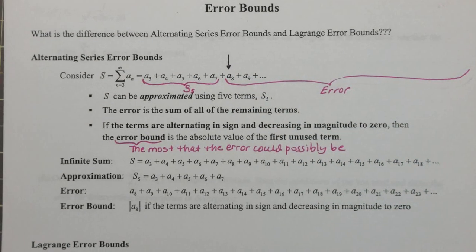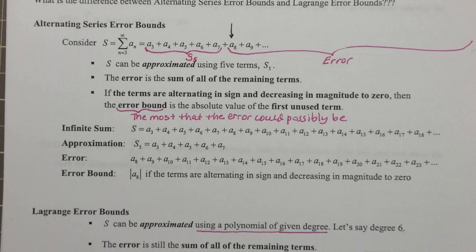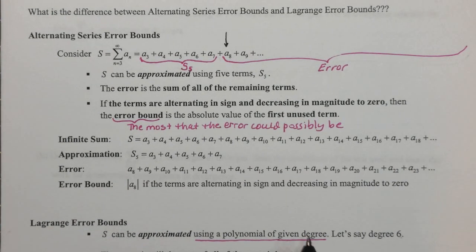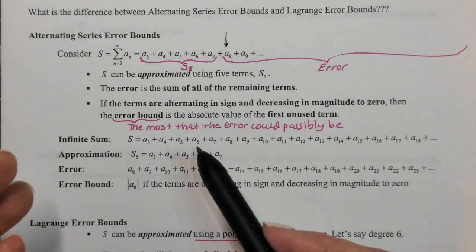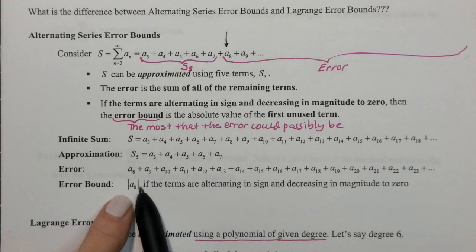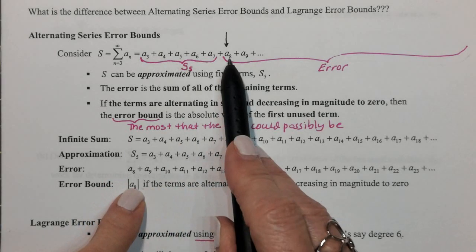Alrighty. So in an alternating series error bound, as long as the terms are alternating in sign, decreasing in magnitude to 0, the error bound is the absolute value of the first unused term.